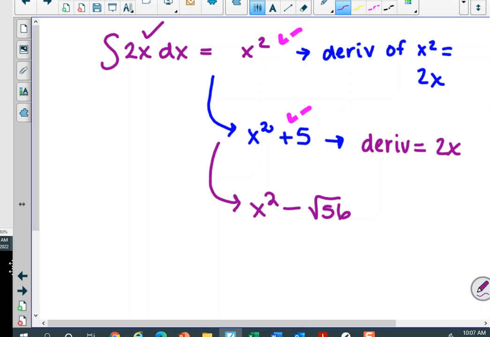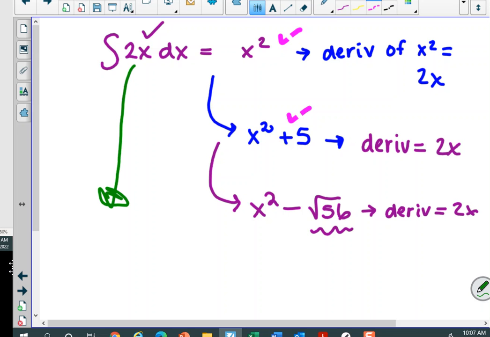Is that a good answer? Is the derivative of x squared minus root 56 equal to 2x? Yeah, even though you're like, well, you made that look scary, it's still just a constant. Root 56 is just a constant. So the derivative of x squared plus or minus any constant still has a derivative of 2x.